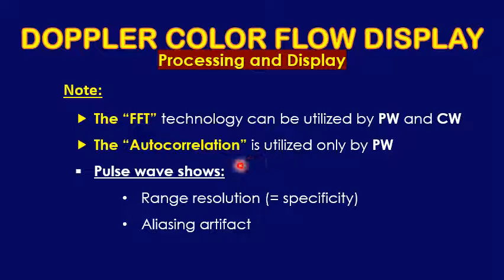Second thing, because in the autocorrelation we are using the pulse wave, any pulse wave shows what? Any pulse wave shows range resolution or range specificity, and sometimes it might also show aliasing artifact.